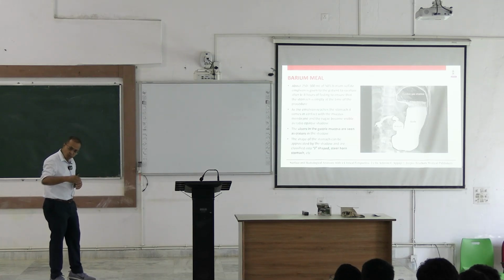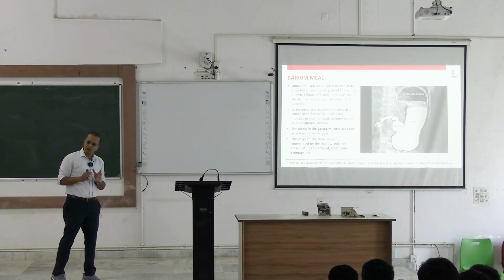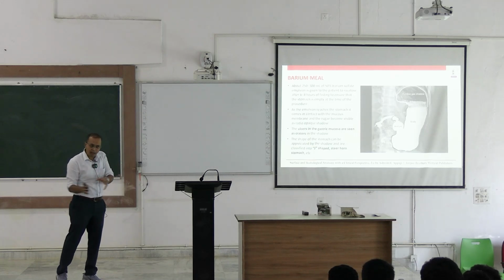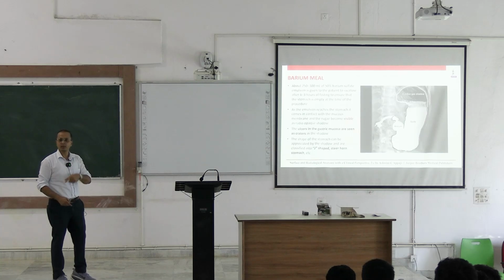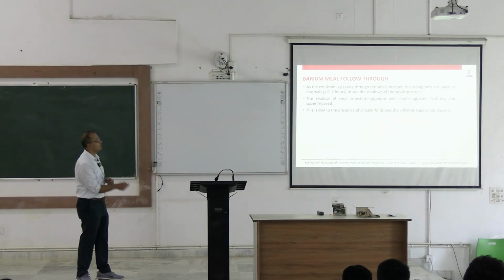Now, if you want to explore further, if you want to see the duodenum and the small intestine, we call it a barium follow-through. We wait for some time and then again take a picture, until the barium salt passes through the duodenum, ileum, likewise, and take a picture. You get an idea of the small intestine. Then we call it a barium meal follow-through.